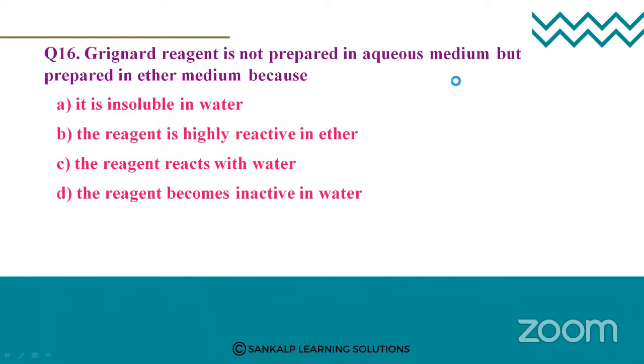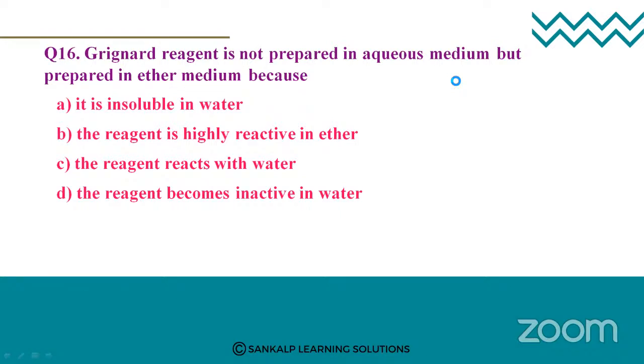Ether is a solvent, right? It is a highly volatile solvent. It will easily evaporate. If you keep the bottle of ether open, the ether will evaporate. Same as acetone, right? Acetone you use for nail polish. As acetone will evaporate, the same is with ether. So Grignard reagent is not prepared in water, but it is prepared in ether.